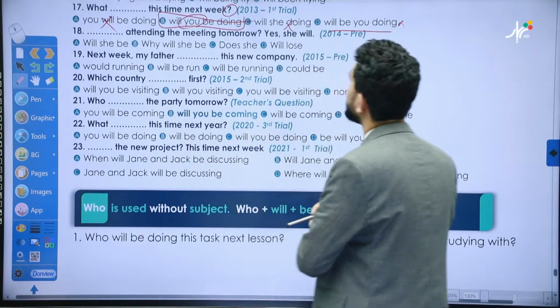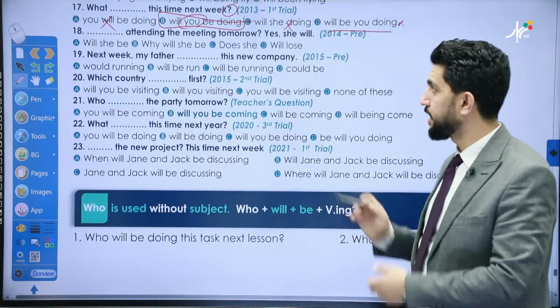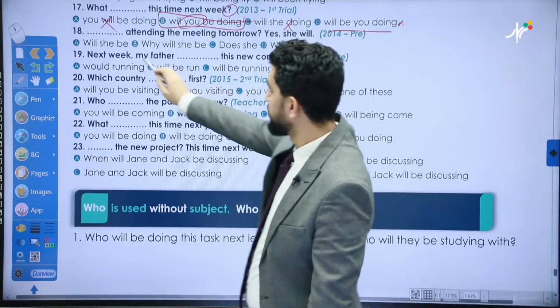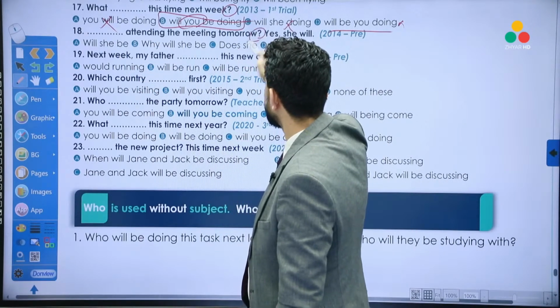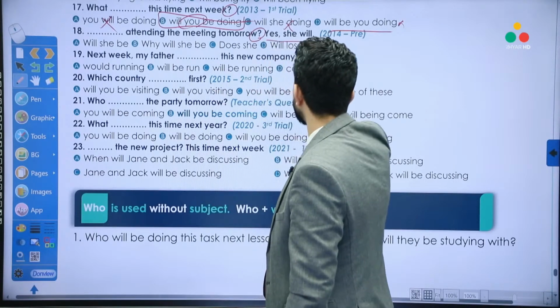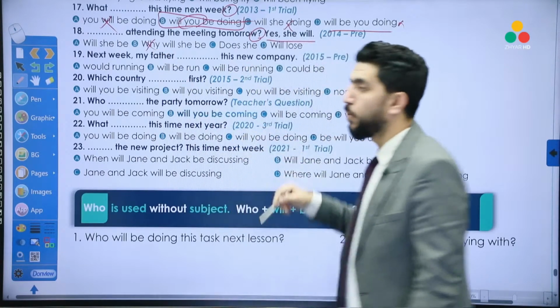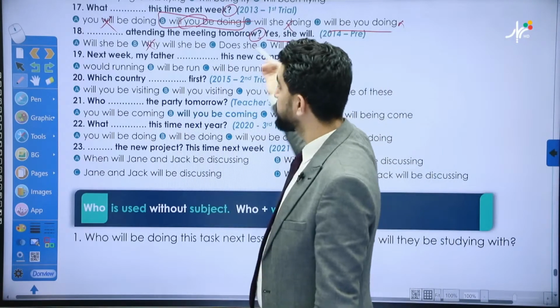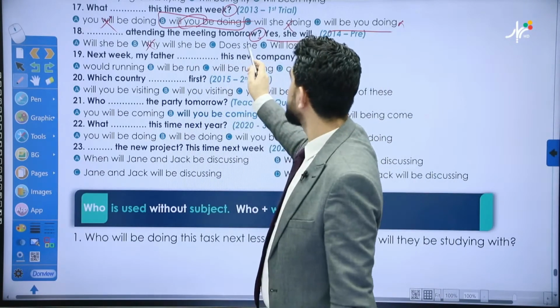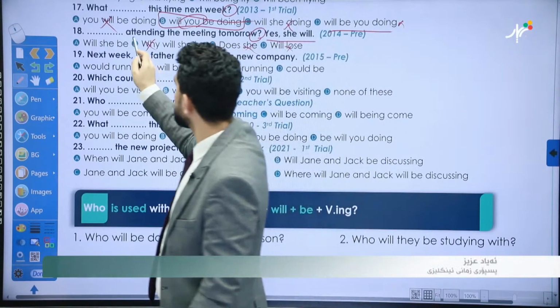Number 18. Yes, she will. Attending the meeting tomorrow. Will she be attending? Since it's a question and it's yes or no, that means you drop why. Why? You need a reason. It's a WH question. Does she? No. Will lose? No. So will she be attending?